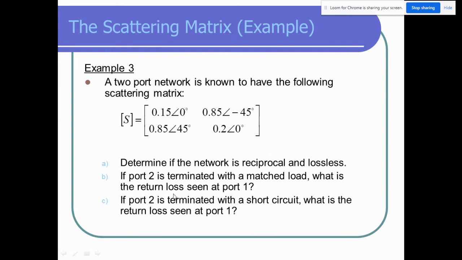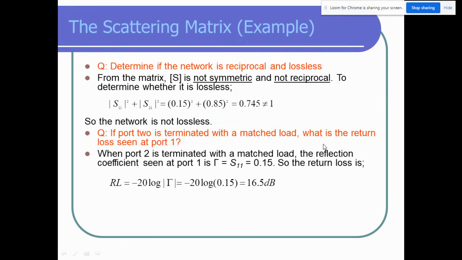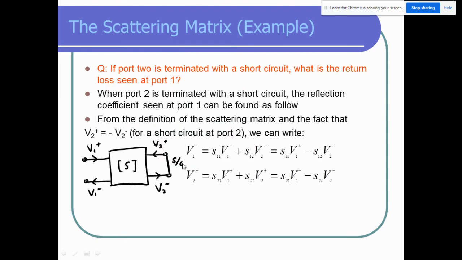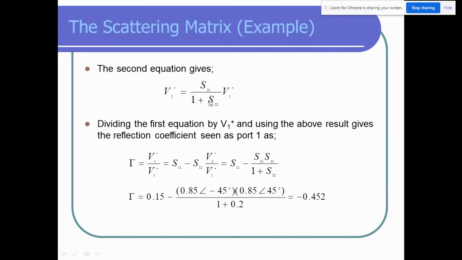Now to the third part: if the port 2 is terminated with the short circuit, what is the return loss seen at port 1? If we go to short circuit, then there is no incident voltage. So all the V2 plus will be changed to V2 minus. So here V1 is equal to, from this parameter matrix we get this, right? So this all is considered V2 minus. Then if we equate this one in terms of V2 minus, we get this one.